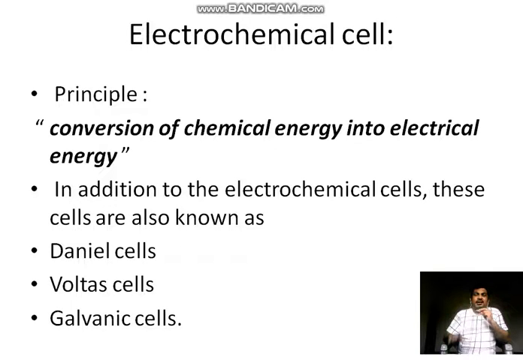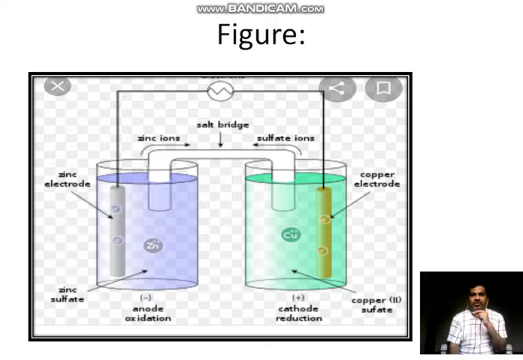Now, electrochemical cell is not the only name, because lots of persons have tried to develop electric current separately. They were also able to develop electric current from chemicals in different manners, and that's why the name of the electrochemical cell is also considered according to them. For example, Daniel cell, Volta cell, and galvanic cell. In further study we are going to study the difference between them.